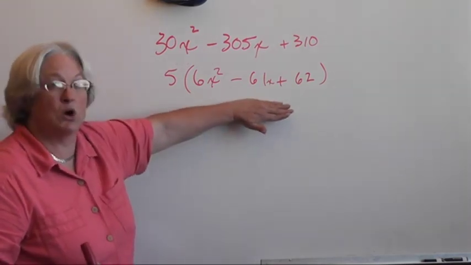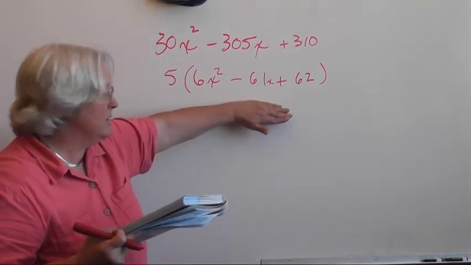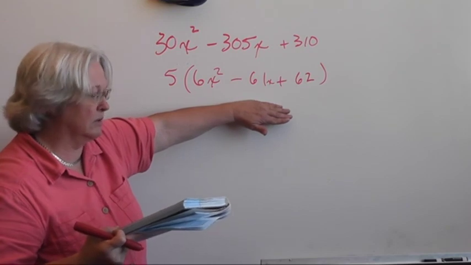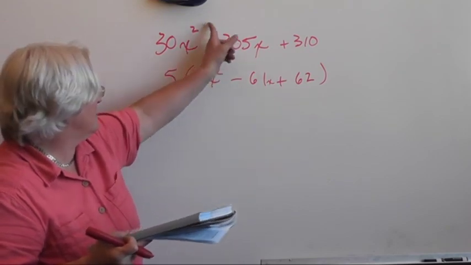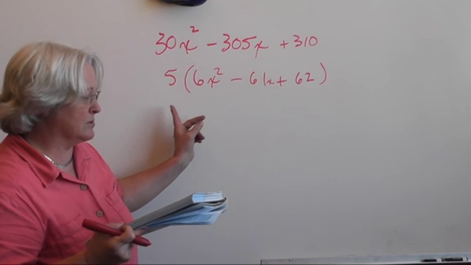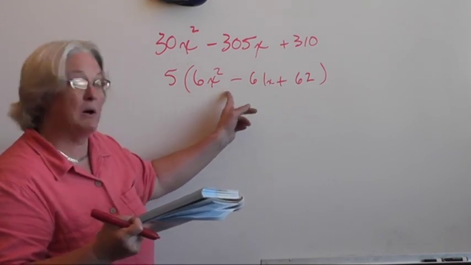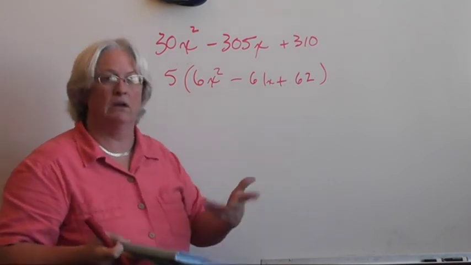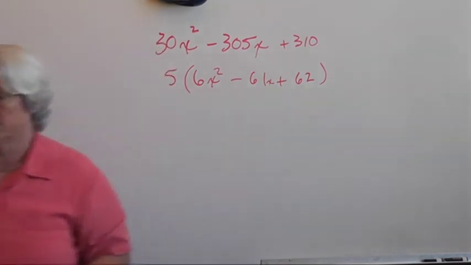But something like this is only going to show up occasionally. And here we have this trinomial factors into 5 times the quantity 6x squared minus 61x plus 62. That's the end of section 1.6.